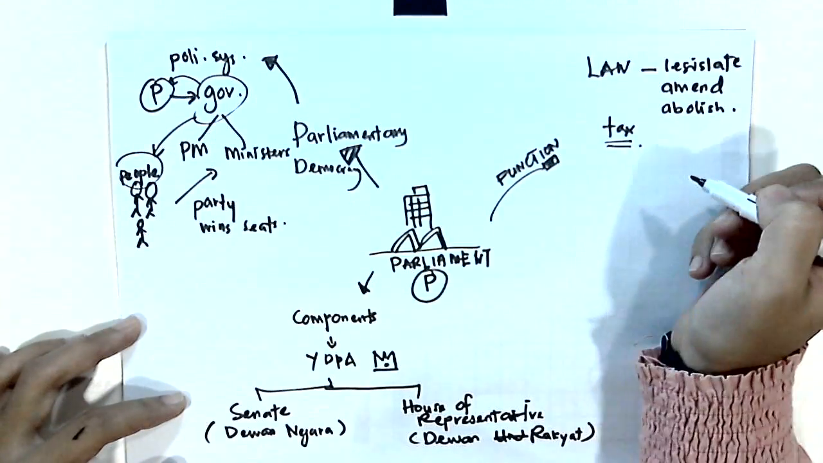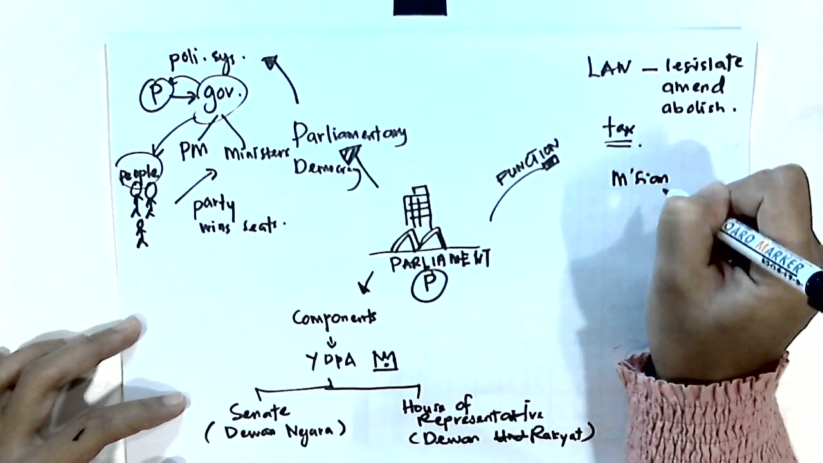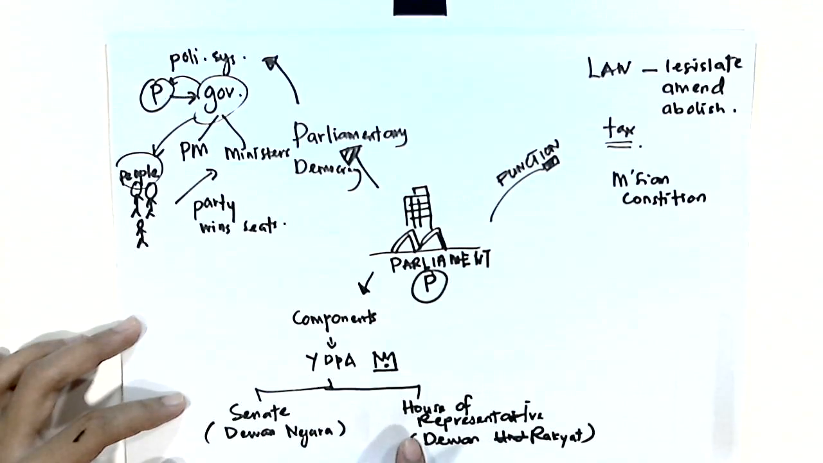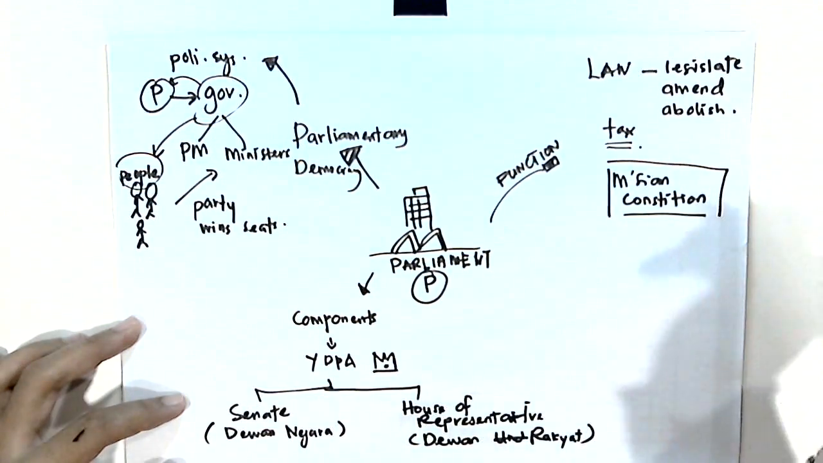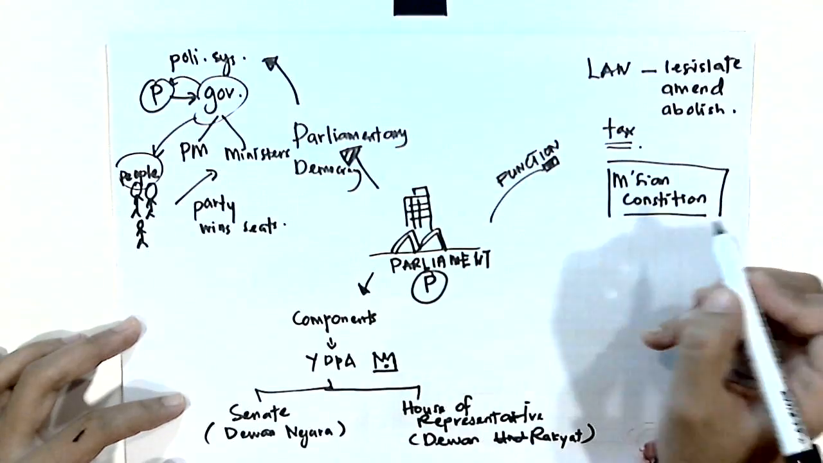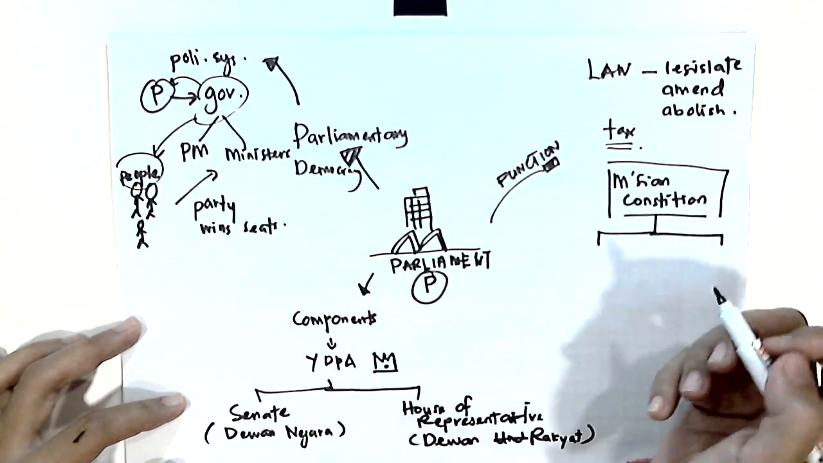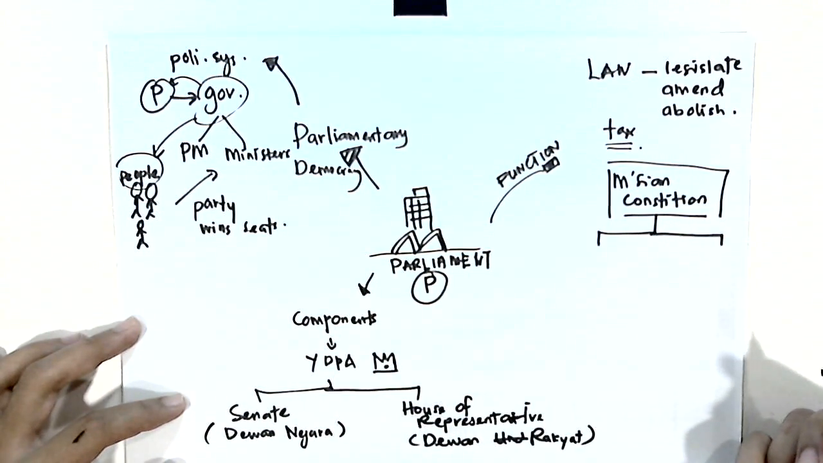The legislative power owned by the parliament is determined by the Malaysian Constitution. As I mentioned earlier, our parliament consists of three components. The two main components, the Senate and the House of Representatives, share legislative power. What I mean is that the Malaysian Constitution decides which laws the Senate has the authority to decide, and which laws the House of Representatives has the authority to decide.